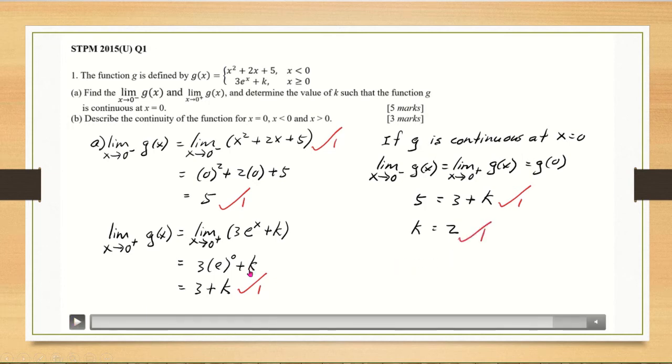Here, it is very important that students write the formula of the continuity of the function, because based on this formula, only then can we say that the left hand limit, which is 5, is equal to the right hand limit, which is 3 plus k, in order to find the value of k.